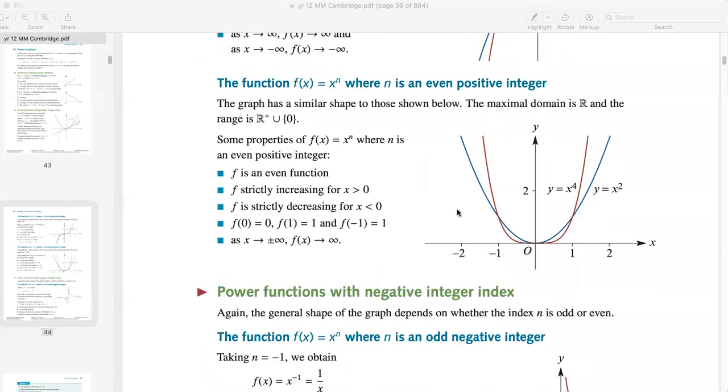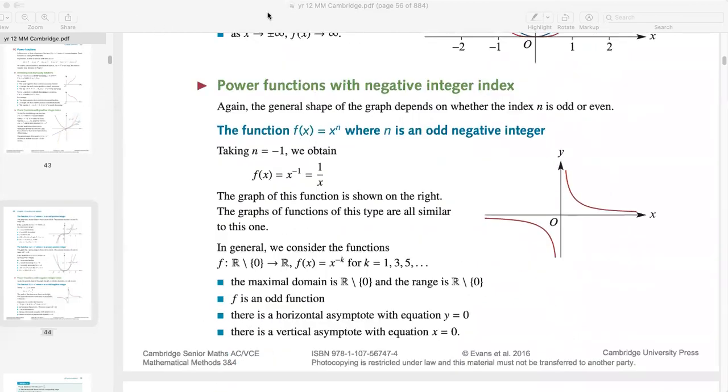And the next part is even positive integers. Again, for -1 to 0 and 0 to 1, the bigger the power, the smaller the value. Just make sure you notice this one. And sometimes we're going to deal with the negative integer index. For this part, for some certain notation, I just want to emphasize x to the power of -n equals 1 over x to the n. I just want everyone to know that.